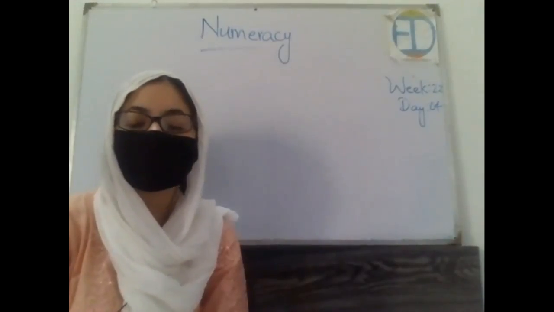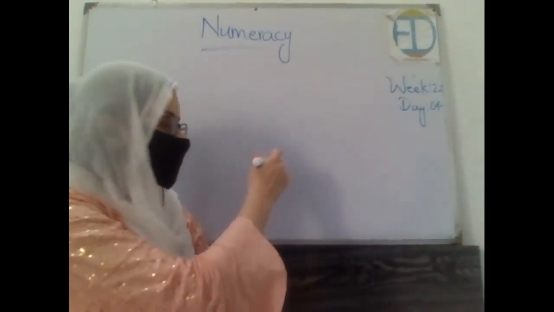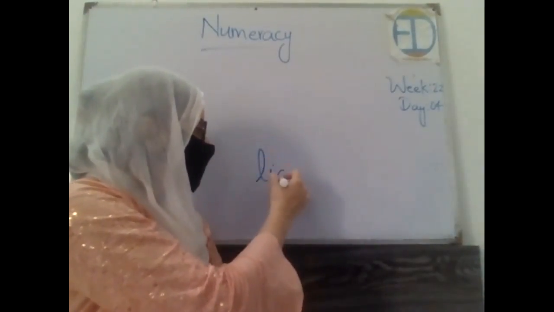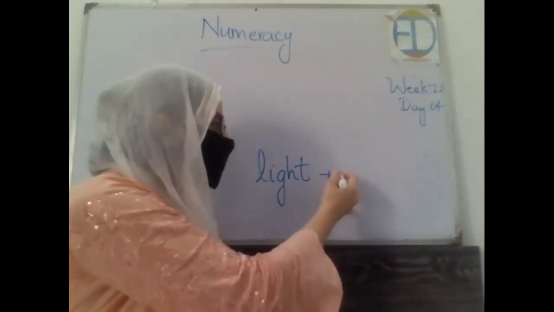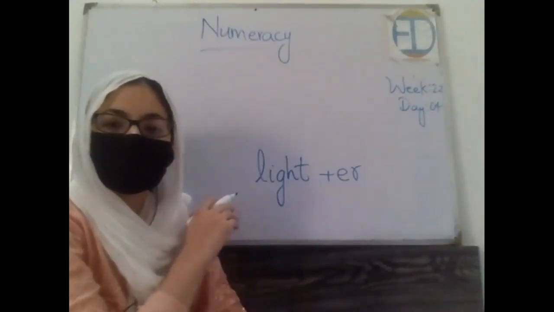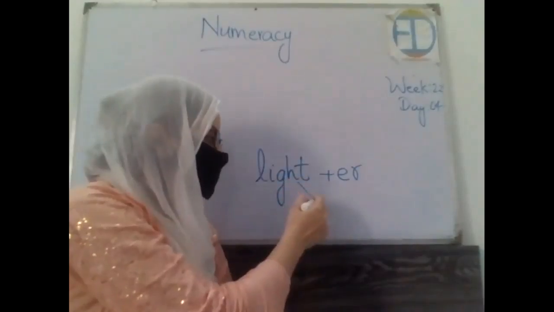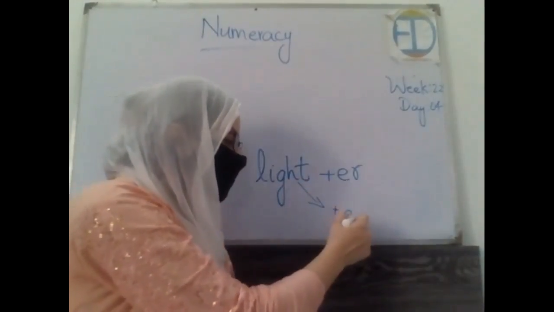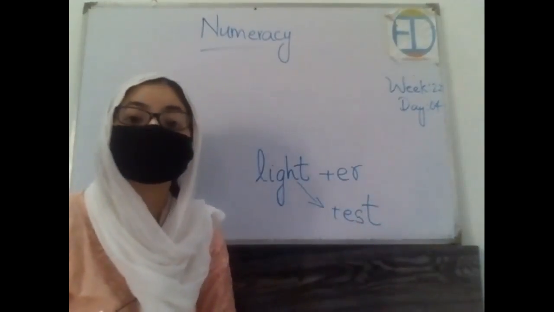So we learned a very simple rule to make the third and second degrees of adjectives. Let's say there is a word light. Now to make it the second form, the rule is just to add er to it, right? So when we add er, it turns into lighter. And in order to make the third form, we add est to it. So in this manner, it turns out to be lightest.